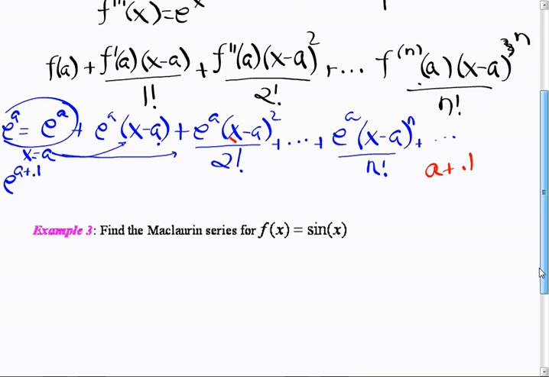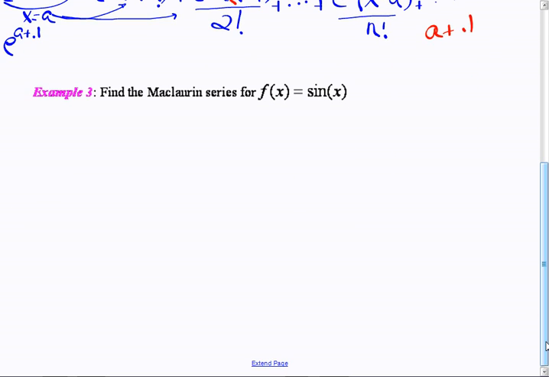What about the sine function? Now notice I want the Maclaurin series. Zach, do you know what that is? I know, I do. Do we need to do it? Well, you guys should be able to do this.